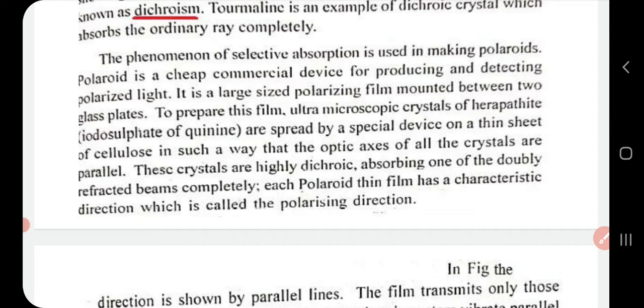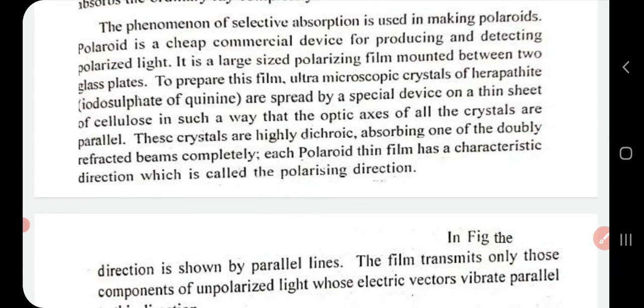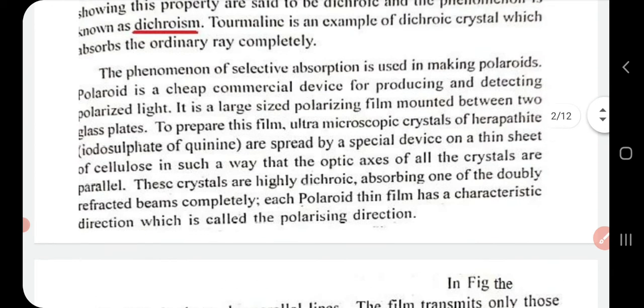Okay, so to prepare this film, ultra microscopic crystals of herapatite are separated by a special device on a thin sheet of cellulose in such a way that the optic axes are parallel. Such crystals thus formed will be dichroic, that is, they will absorb the ordinary ray and extraordinary ray unequally. They exhibit the phenomenon of selective absorption, that is, they will absorb one of the refracted beams completely. Each Polaroid thin film will have a characteristic direction, and that direction is called the polarizing direction.